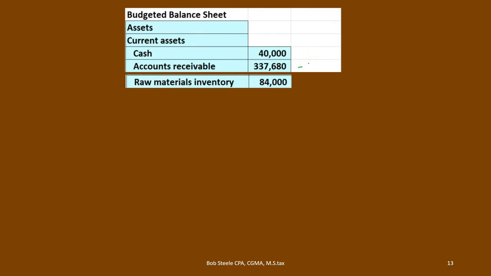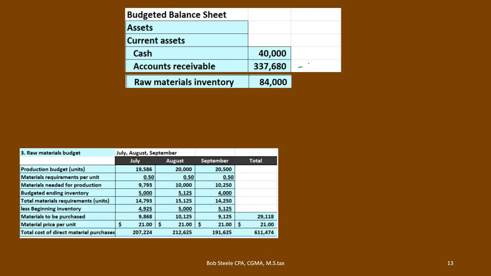There's the ending receivable. Next item, raw materials. We're going to take that from step 3 in our budgets, which is the raw materials budget, and we're going to take the ending balance in terms of units here and multiply it times the 21 per unit price, and that will give us our ending balance of the 84,000 in this case. So remember, what we're looking at is where we stand as of the end of the time period. That's what the balance sheet is in terms of the budgeted balance sheet.